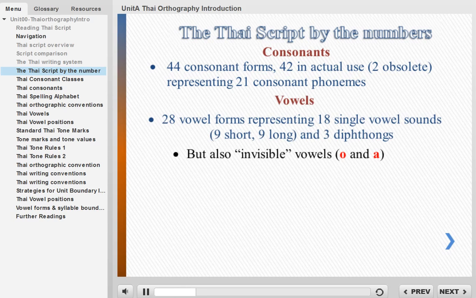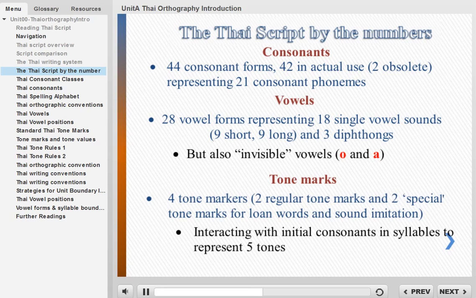There are 28 vowel forms representing 18 single vowel sounds, 9 short, 9 long, and 3 diphthongs, that is, a combination of 2 vowels pronounced together in one syllable. However, there are also 2 invisible vowels, which are the short vowel O and A. There are 4 tone markers, that is, 2 regular tone marks and 2 special tone marks that were added to handle tones in loan words and sound imitations. These tone marks interact with initial consonants in the 2 types of syllables to represent 5 tones in Standard Thai.